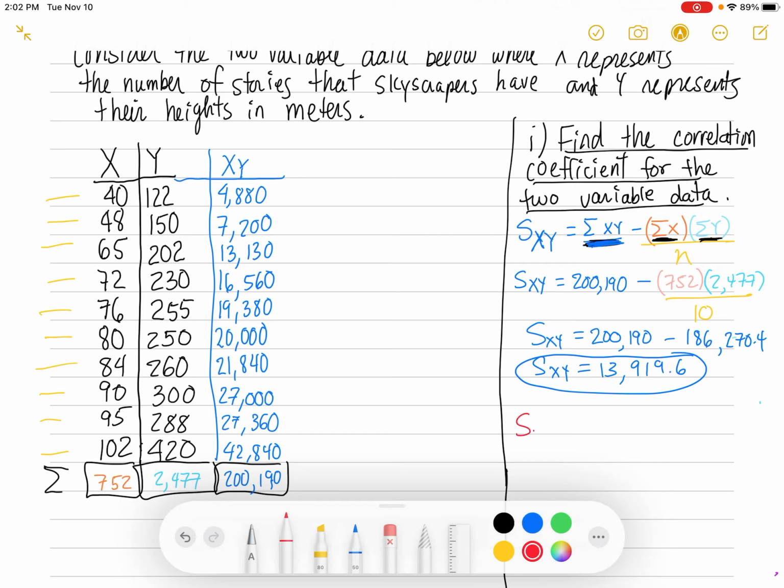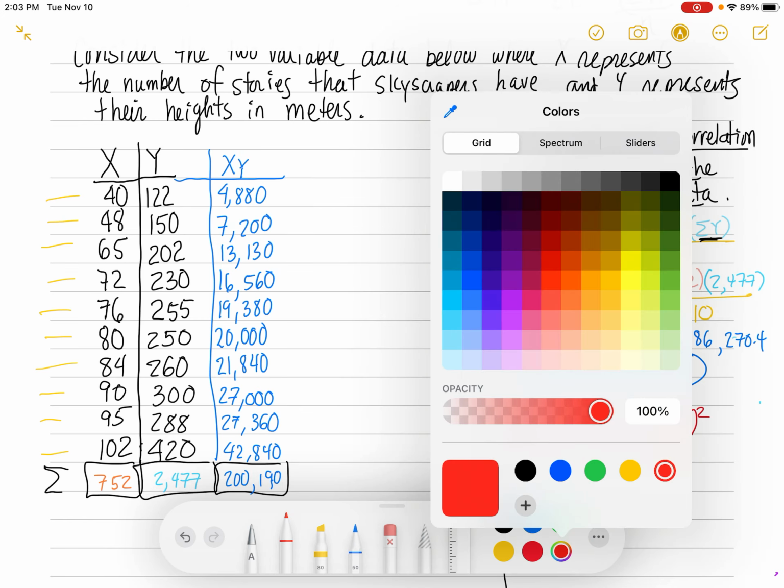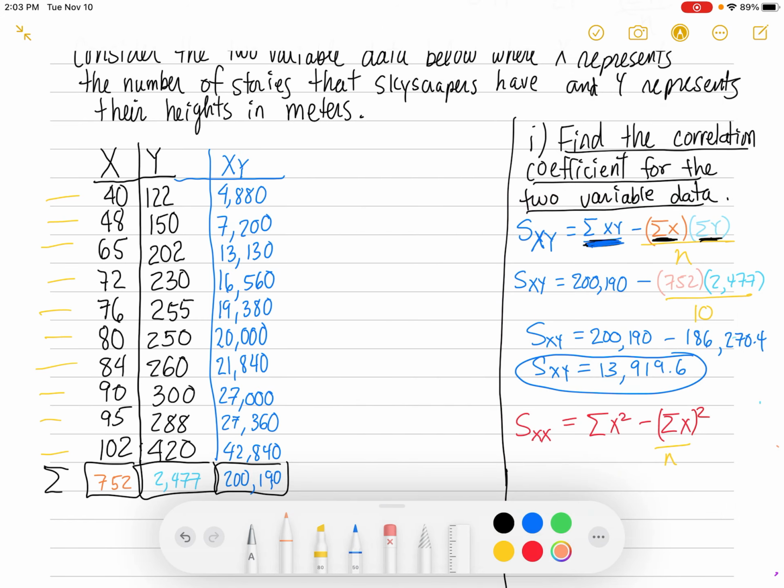Now I'm going to find SXX. SXX is going to be the sum of the x squareds minus the sum of the x's squared divided by n. Let me make this one orange here. We actually have the sum of the x's right here. This is the sum of the x's. We have the n is 10. Now we've got to find the sum of the x squared.